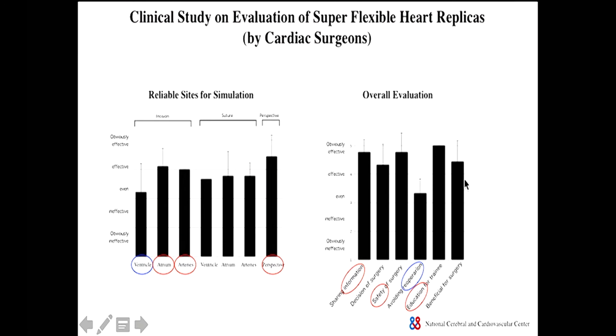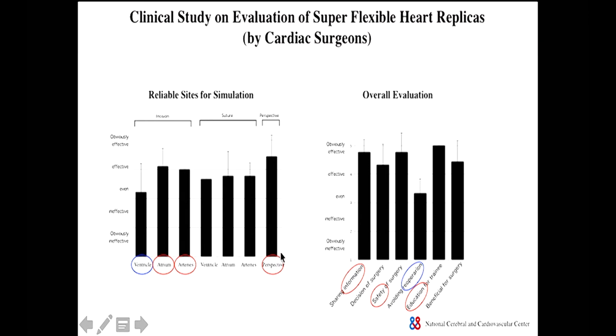So we have to do the clinical study on evaluation of such kind of super flexible heart replica. This is just a very simple clinical study evaluated by cardiac surgeons. So what is the reliable size for simulation? Ventricle is not so good, but it is okay. Artery is pretty good, okay. But whole perspective, whole 3D anatomy is very good.